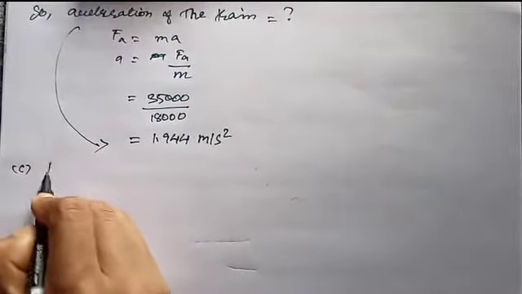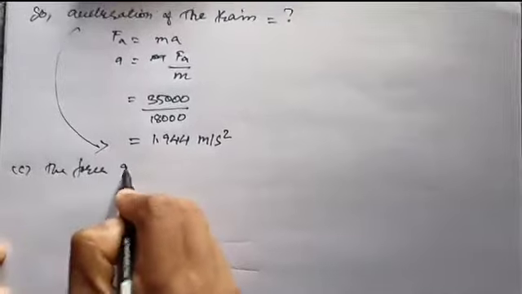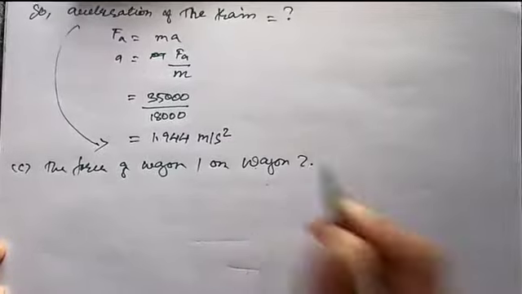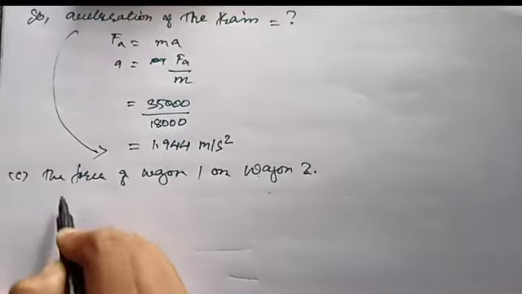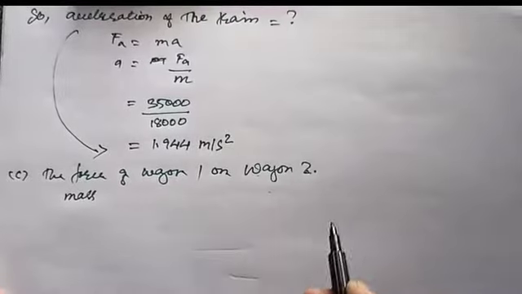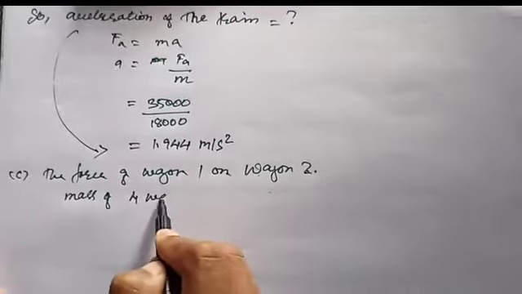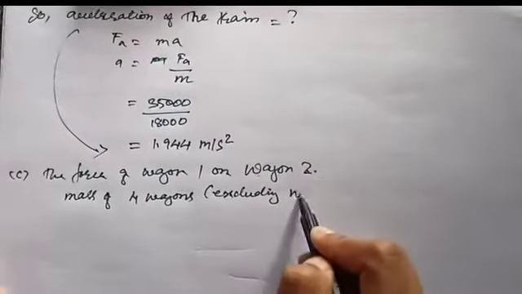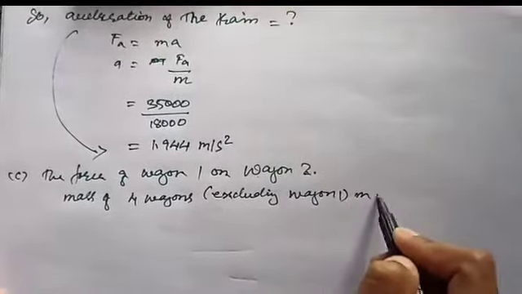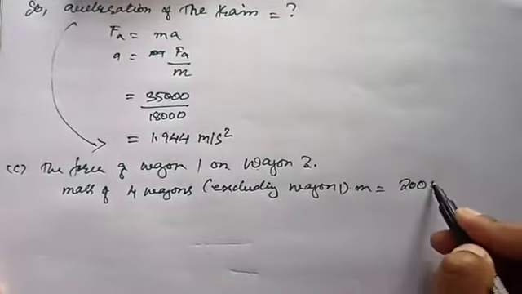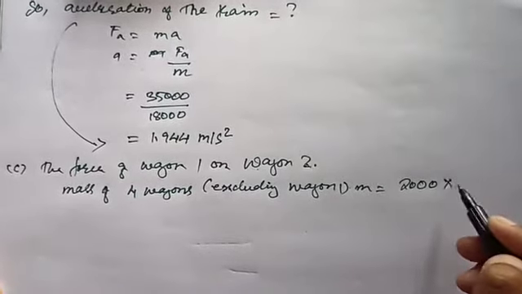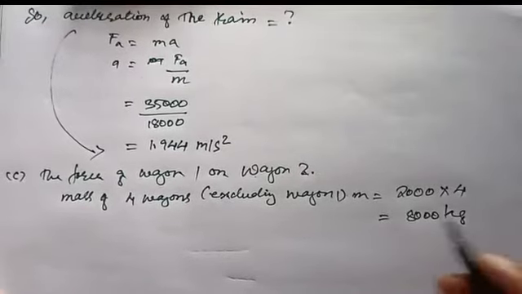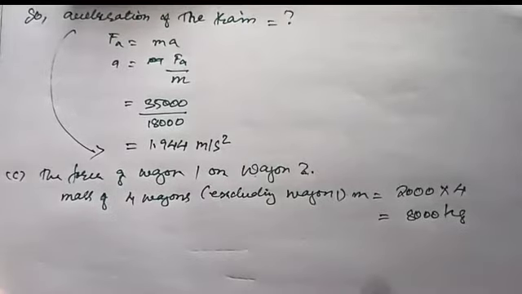Part C, the force of wagon 1 on wagon 2. So here we have to exclude the mass of wagon 1. So mass of 4 wagons, excluding wagon 1. Each of the wagons is 2,000 kg and we have 4 wagons. So if you multiply, you get 8,000 kg. So the mass of the 4 wagons is 8,000 kg.